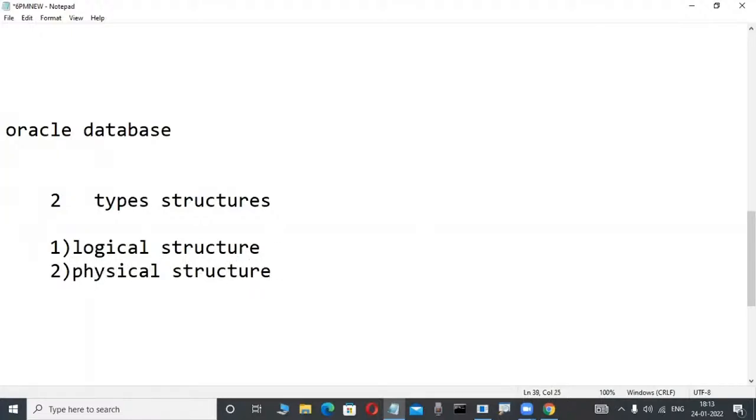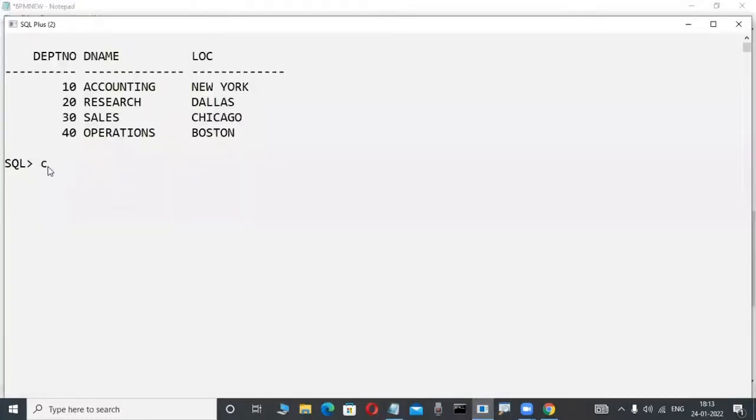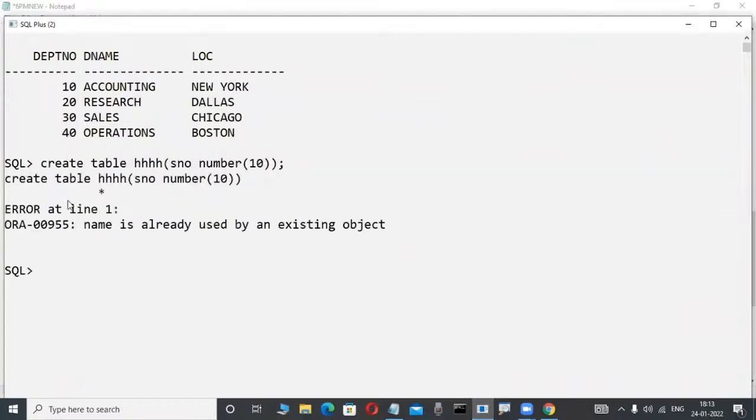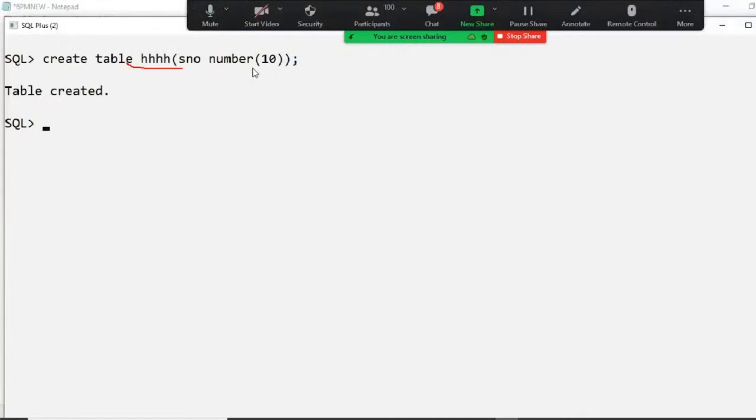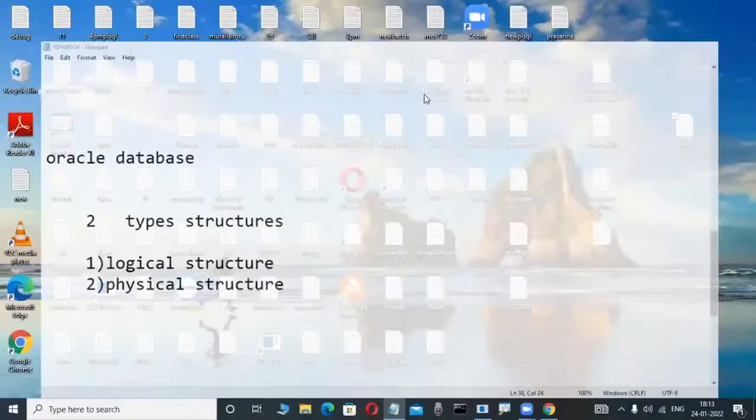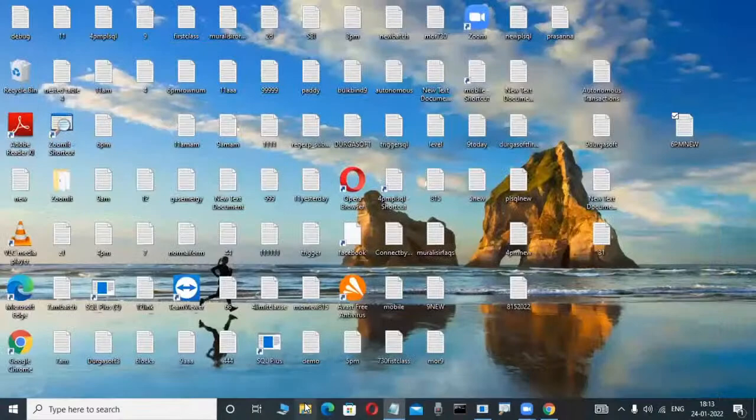What is a logical structure? Suppose you are creating a table or anything in your database, for example. Whenever I create a table, it is not visible in the operating system. Observe here. This is not visible in the operating system. This is my system, where I installed Oracle.